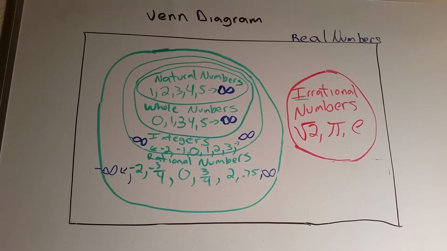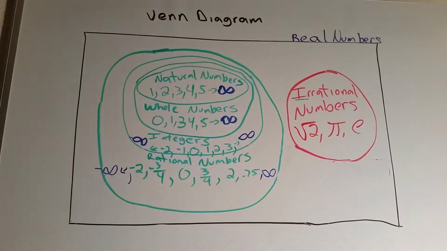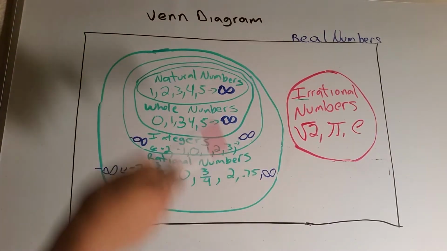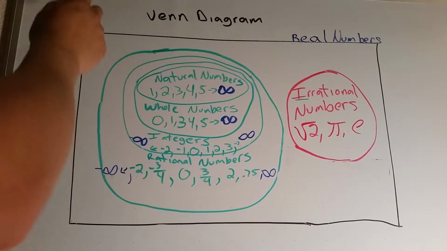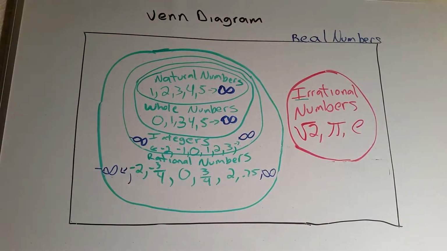Today's video is going to be a quick video showing you a graphic organizer called a Venn diagram to show you how the real numbers are classified. Real numbers is pretty much any number, any number you can think of. Rational, irrational, integers, whole numbers, or natural numbers, they all fall under real numbers. And with the Venn diagram, that's what I'm showing you: anything inside this rectangle is going to fall under real numbers.